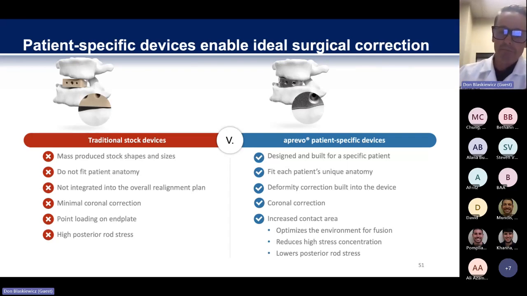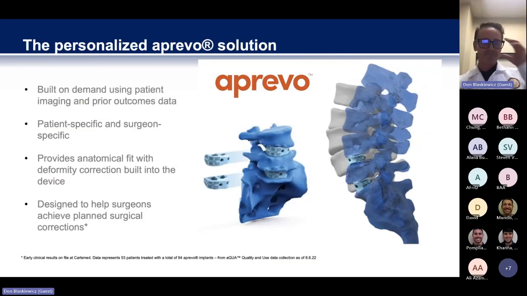Some of the benefits of using patient-specific implants: they're actually designed and built specifically for that patient. They fit the patient's unique anatomy. Deformity correction can be built into the device, particularly with coronal correction. You can grow one side of the spine with these fractional curves or these trapezoidal bodies. And then the other big thing is you increase contact area. The implant's going to match the patient's end plate topology, so it reduces stress concentration on the end plates, and it actually lowers posterior rod stress.